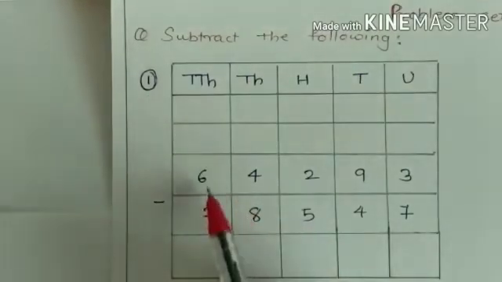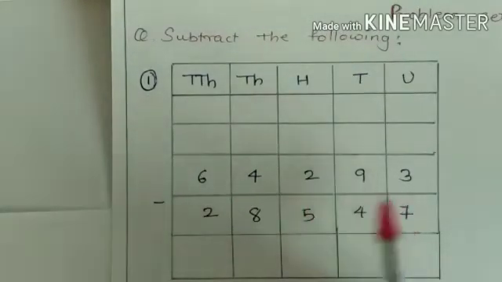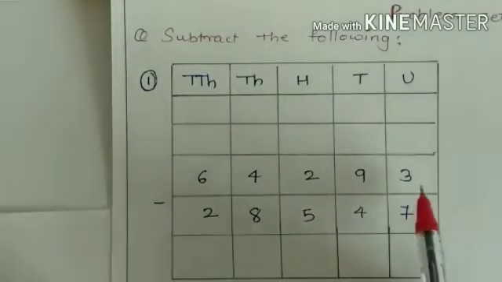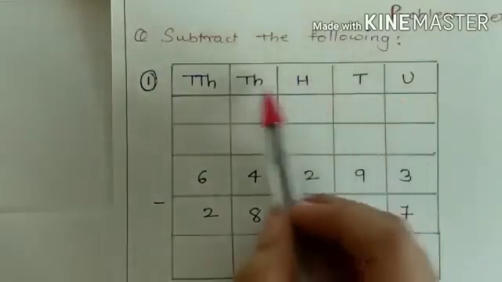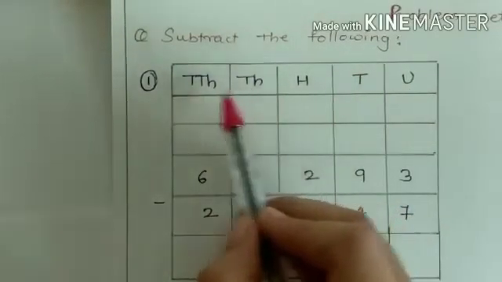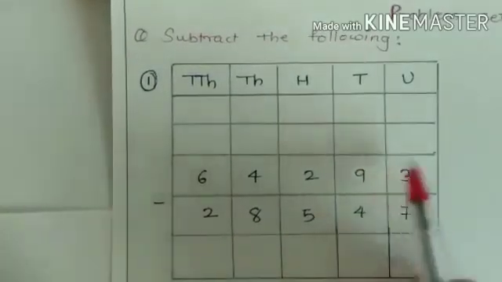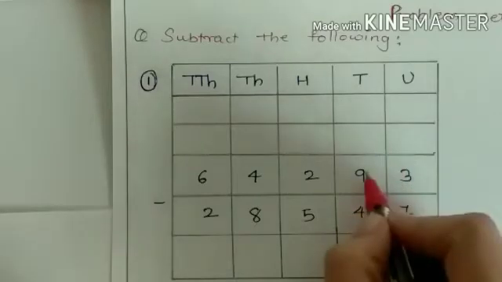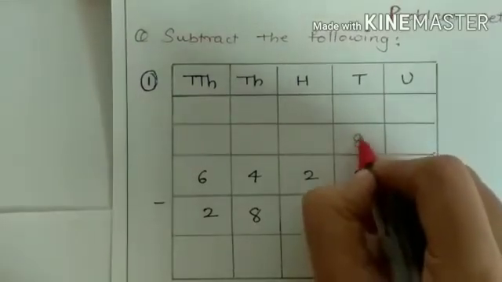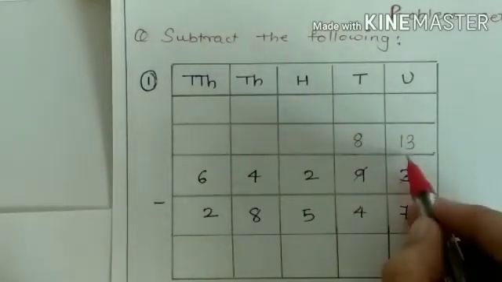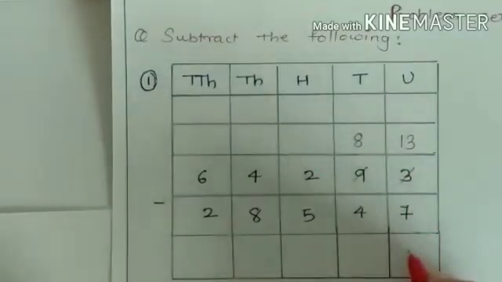Question number 1. 64,293 minus 28,547. Students, as we need to follow steps, our first step is to arrange the numbers as per the place value chart. As you can see in the columns: units, tens, hundreds, thousands and 10,000s. We will always start from the units. So, let us start. 3 minus 7, as there are not enough units, we will borrow from tens. So, students, 9 tens become 8 tens and 3 units become 13 units. Now, we will subtract 7 from 13. So, we will get the answer 6.